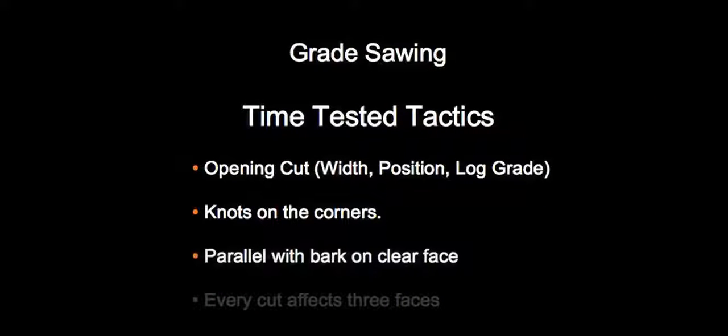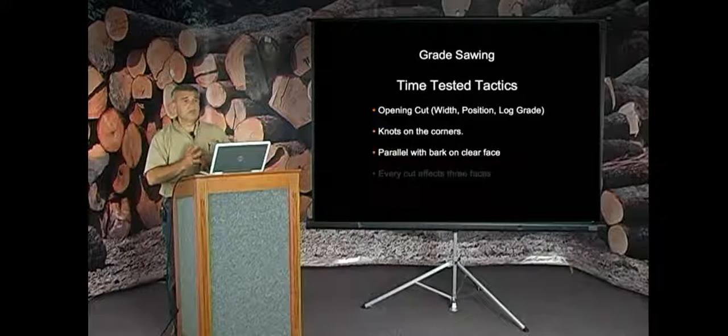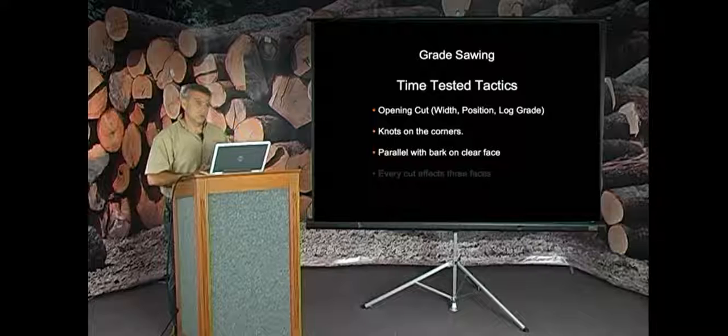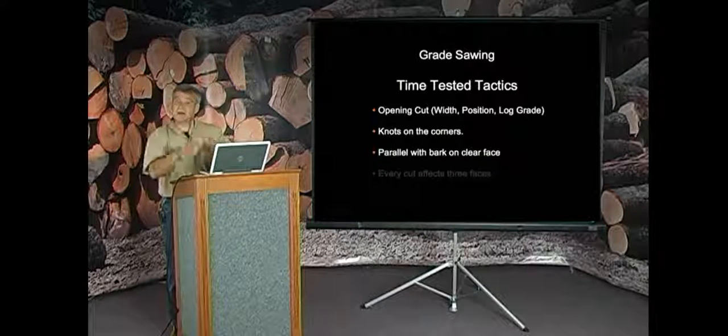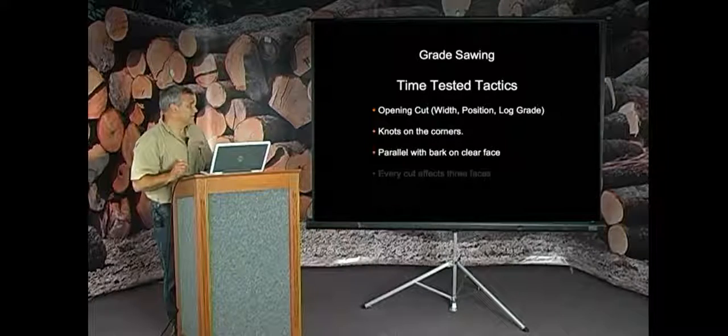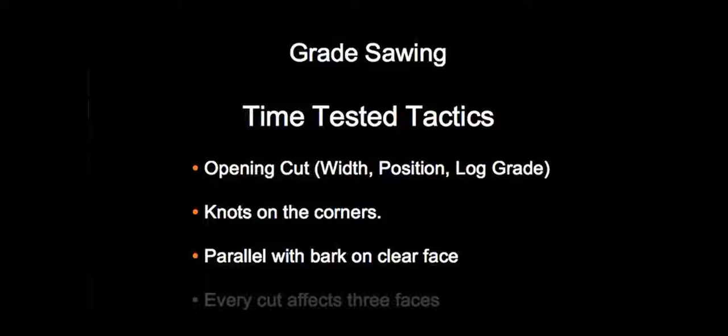So we cut parallel with the bark on the best faces, and we take the taper out on the low grade faces. Where there are visible defects, where you know you're going to have defects in the board, that may be the side you take some short low grade out to get rid of the taper, because the other side may be your long clear side. Parallel with the bark on the clear face, knots on the corners, and every cut affects 3 faces.